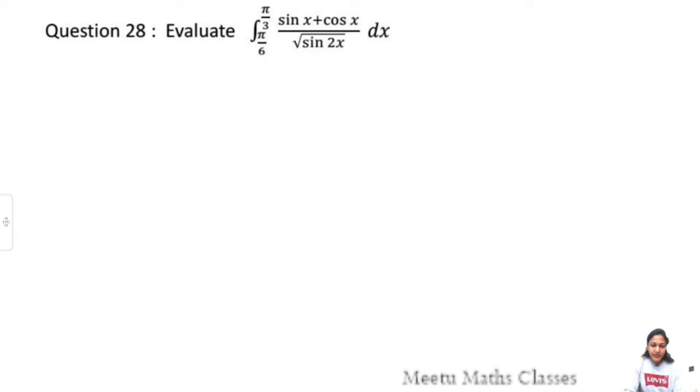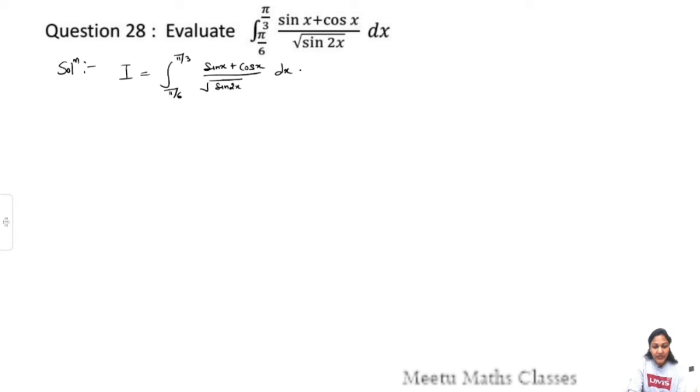Your next question is question number 28, that is evaluate the integral from pi by 6 to pi by 3 of (sin x plus cos x) upon root sin 2x dx. Now to evaluate this integral, let I be the integral from pi by 6 to pi by 3 of (sin x plus cos x) upon square root sin 2x dx.